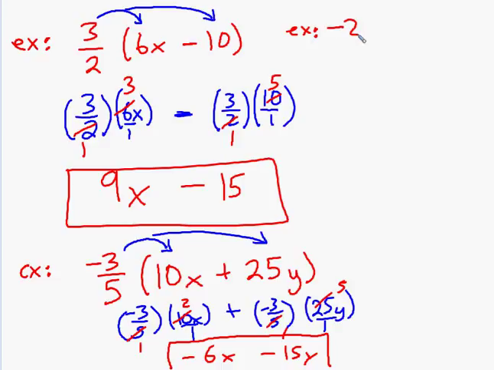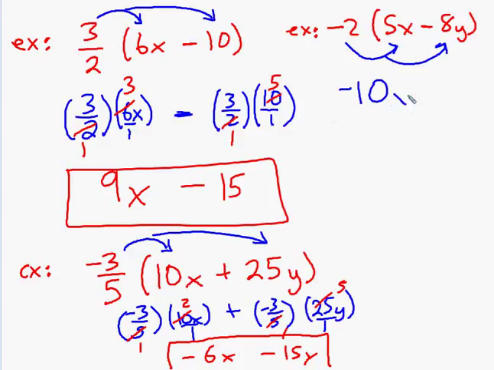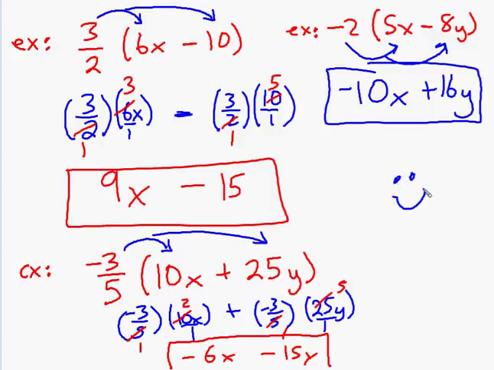Let's do negative 2 times 5x minus 8y. So I can distribute that. I can write my arrows below if I want, if I don't have room. So what do I get in the front? Negative 10x. And the next one? Negative 16y. So what's negative 2 times negative 8? Positive. Okay, positive 16y. There we go. All right, and we're happy because this isn't bad.